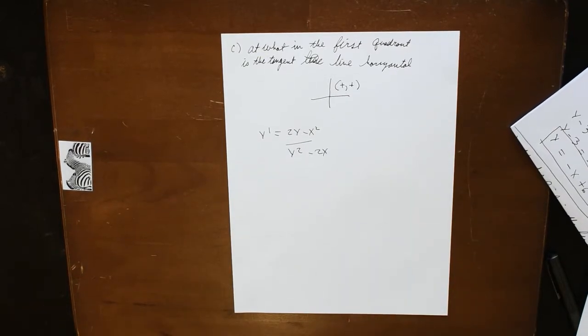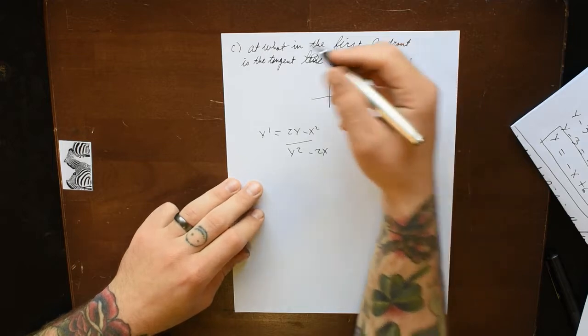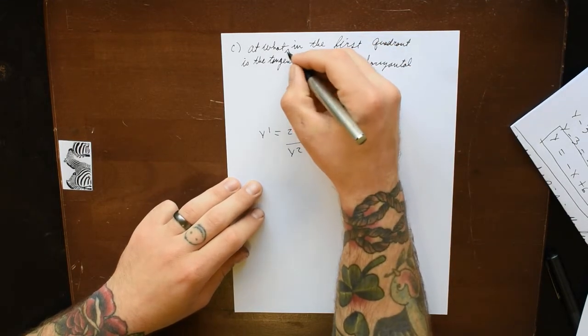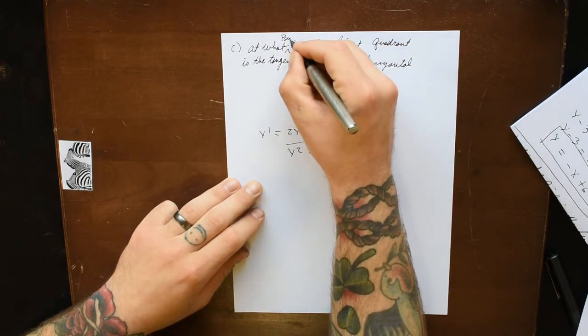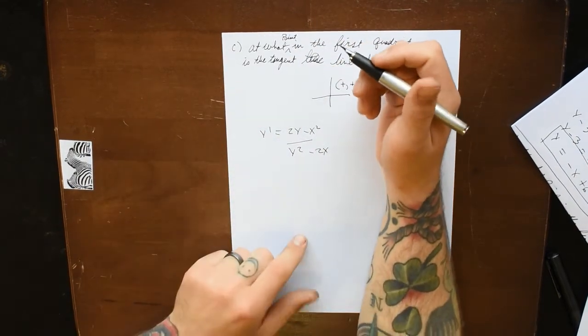You'll have to excuse me. Sorry about that. So, like I was saying, at what in the first quadrant? We need the word point. I'm sorry. There's a bee flying around. It was distracting me. It's technically a wasp.